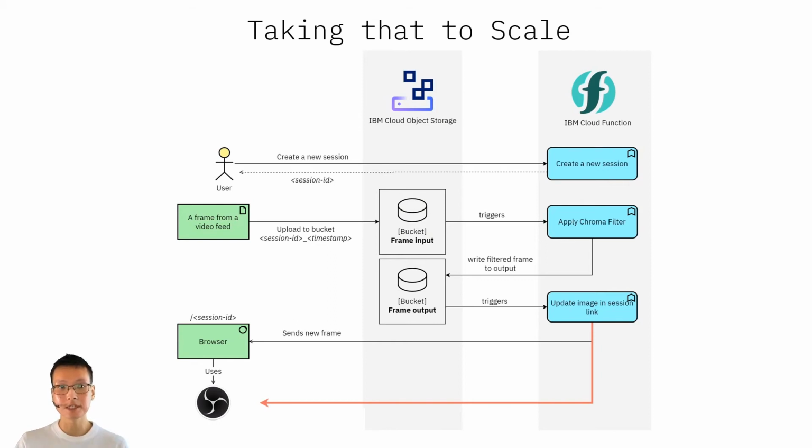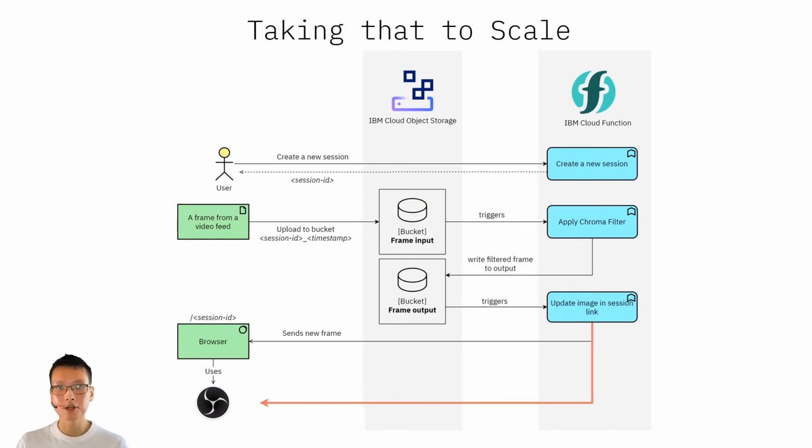To use this, a user first creates a session by sending a POST request to the IBM Cloud function to create a new session. This will return a session ID and create an endpoint which OBS can then use to capture the browser, by navigating to that endpoint. Then on the user's machine, a Python application splits the video feed into frames and sends them frame by frame, named starting with a session ID and ending with a timestamp, into a frame input bucket in a cloud object storage.